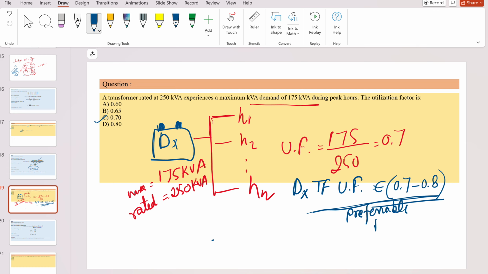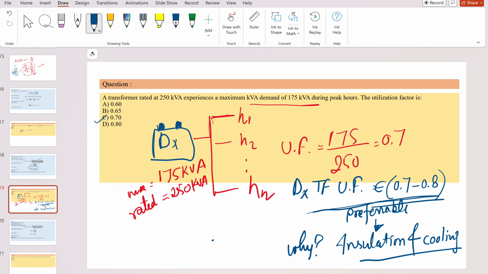That's why I've kept this question. There is a reason: insulation and cooling are the two factors which drive that. When you go above 70, 75, 80, above that to 90, 95% loading, the insulation ruptures, and the cooling methodology being used is not sufficient to lower the temperature. So that's why it is always kept in the 70 to 80 range. 80 is a very high side, so 70 to 75%. This is basically the utilization factor of a particular distribution transformer.